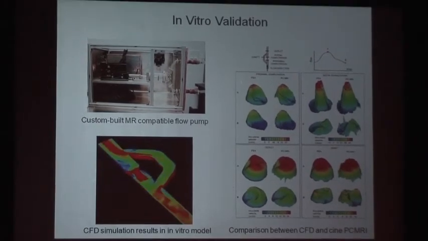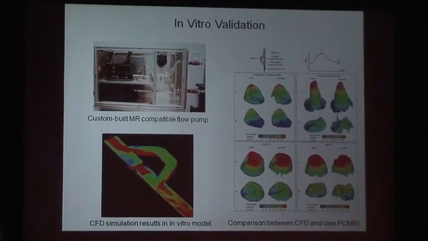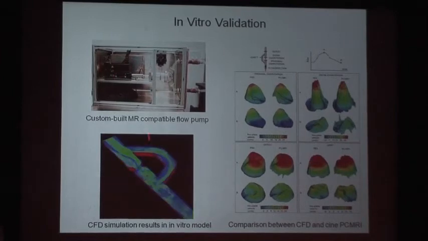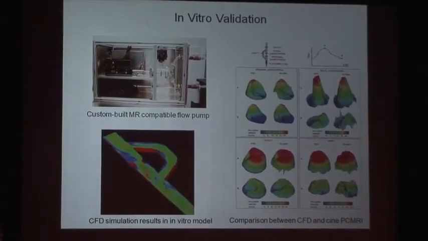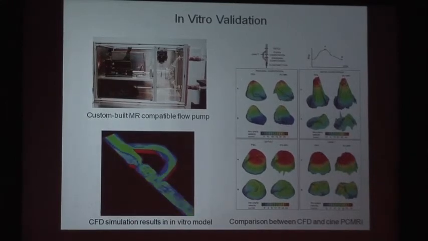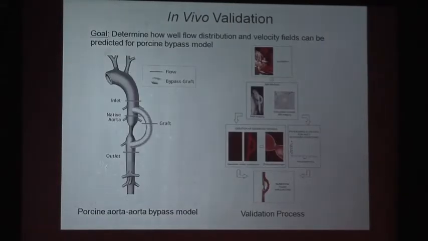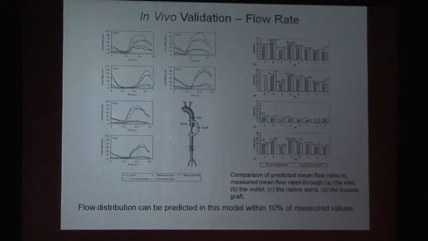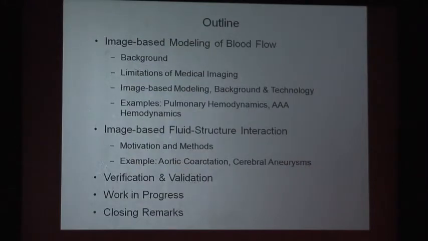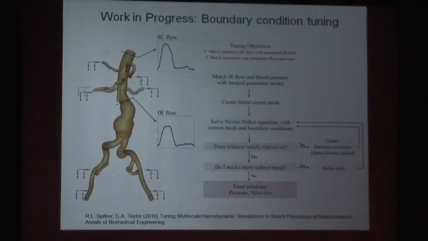In vitro validation, we tend to build physical models and use MR-compatible flow systems to do studies using our velocity measurement techniques that we use in vivo, MRI techniques. We've done some in vitro validation work, and some animal work to do in vivo validation, and I'll skip over that in the interest of time. Tell you about work in progress.